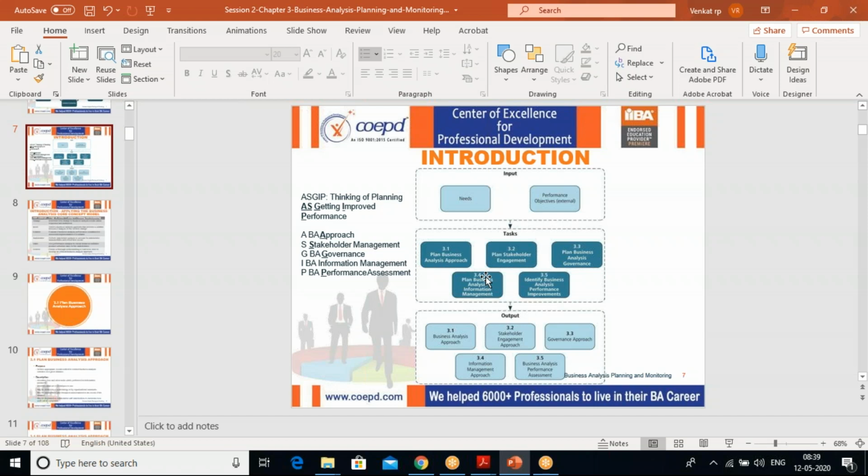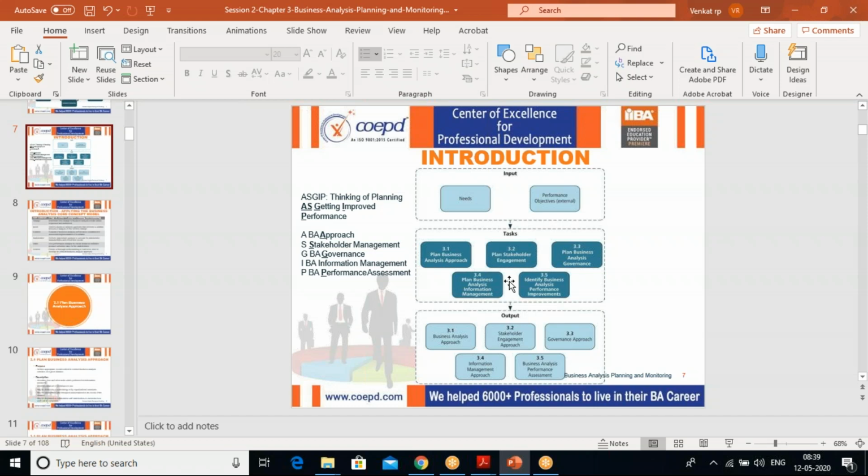And then business analysis information management. That means what all information we create, how we are going to manage it, where we are going to keep that central repository, and who will have access to it. All that is given in the business analysis information management. And then we have to identify the business analysis performance improvements.